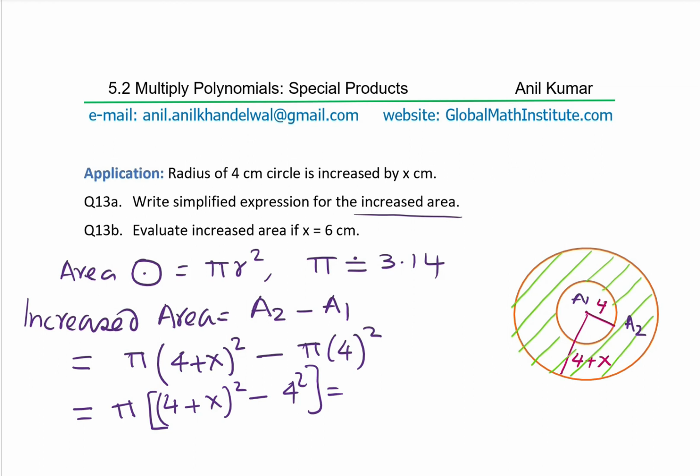So the difference of squares we could actually expand and simplify, or we could also use the formula of difference of squares. But in this case, it is easier to expand and simplify. So we'll keep pi outside. And when you expand this, you get what? You get 4 squared, which is 16, plus 2ab, which is 8x, plus x squared, minus 4 squared, which is 16, right? 16 and 16 cancel, that is minus and plus, and with pi we get 8x plus x squared.